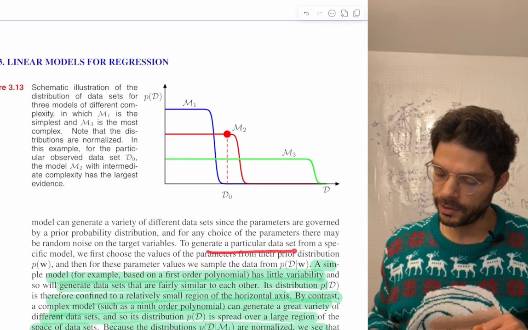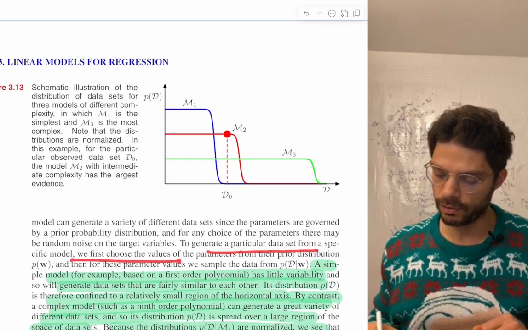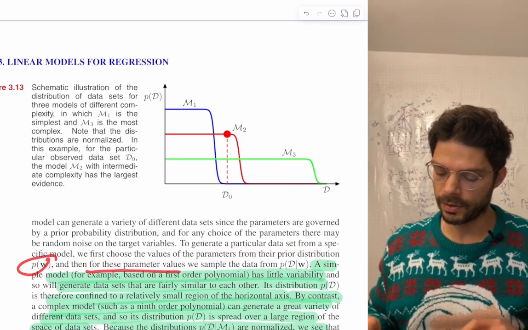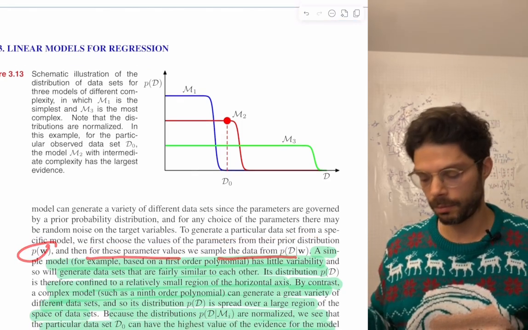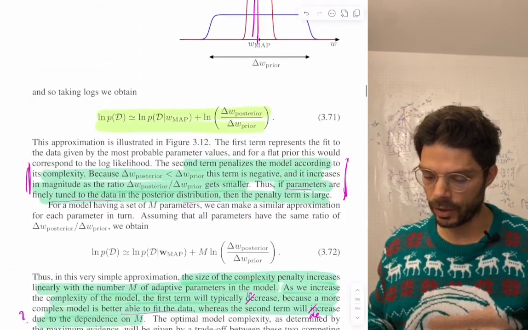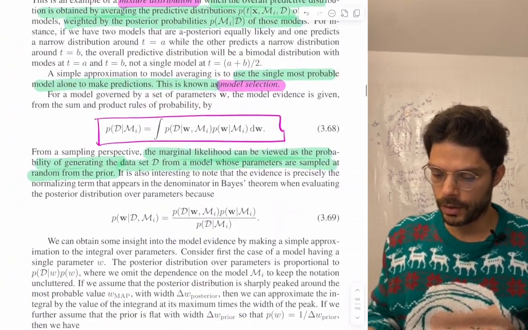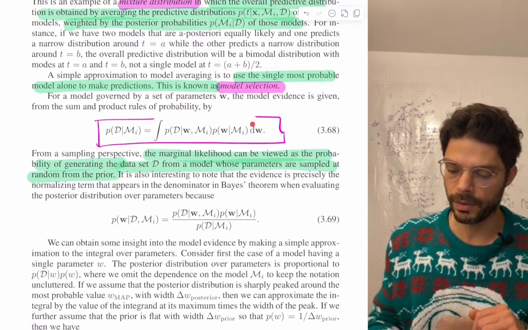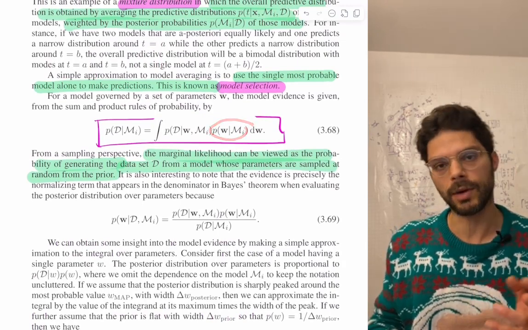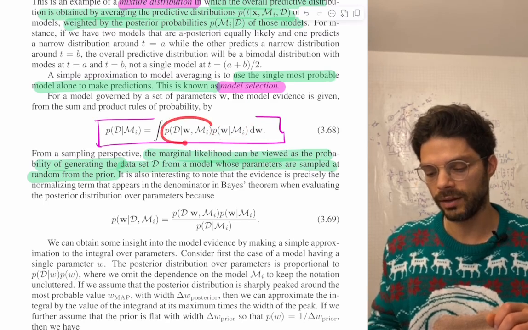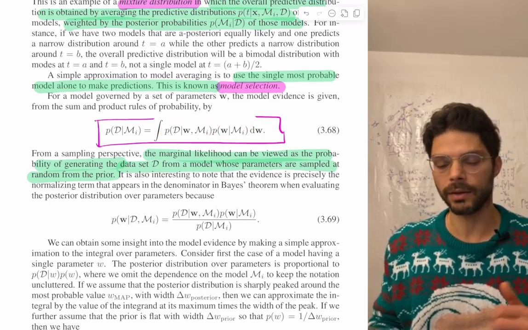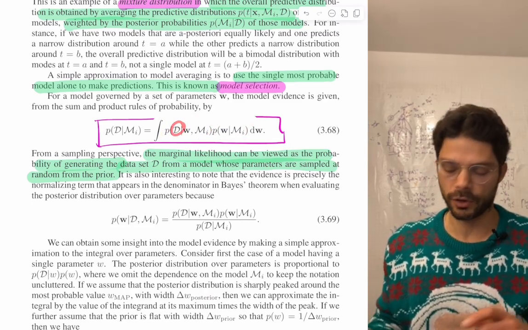To generate a particular data set from a specific model, we first choose the values of the parameters from their prior distribution, and then for these parameter values, we sample the data from P of D given W. So this is again going back to this notion: we sample the parameters from the model, and then generate data from those parameters, and then essentially compare that data to what we actually see.